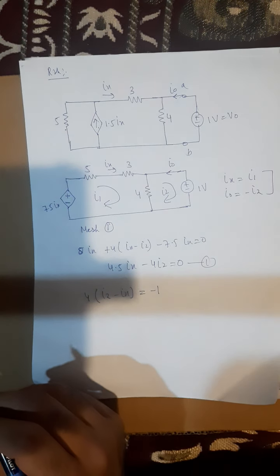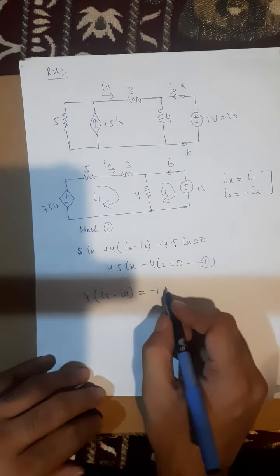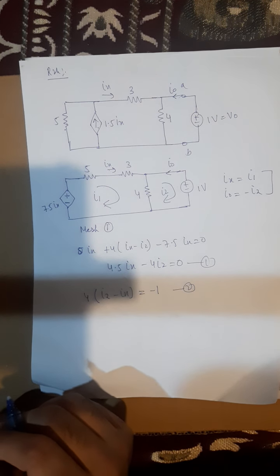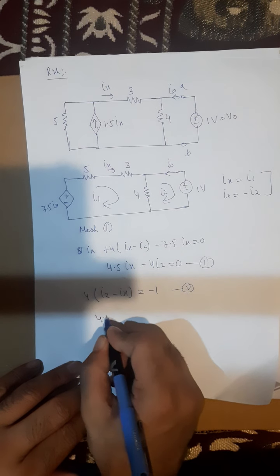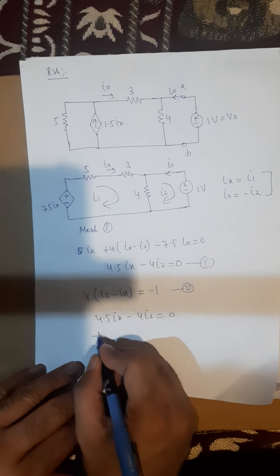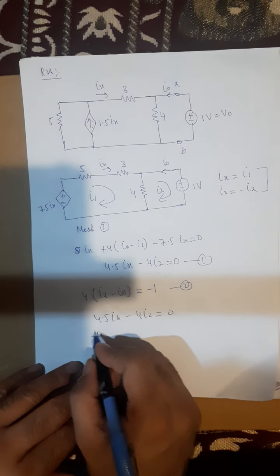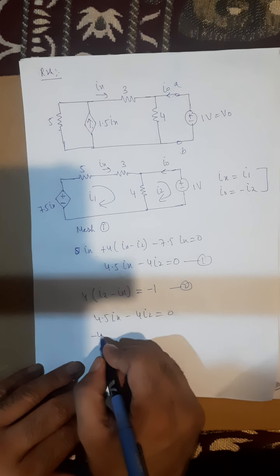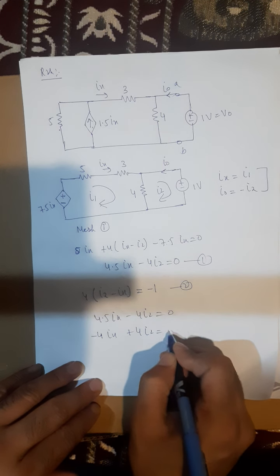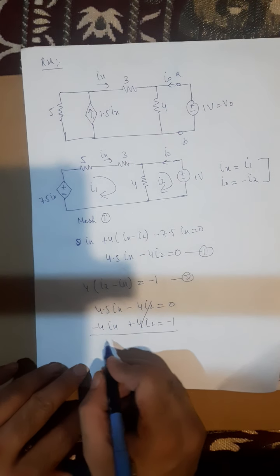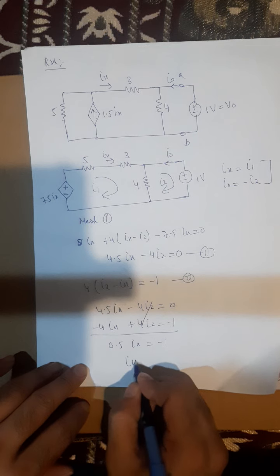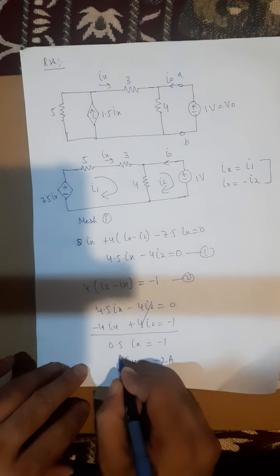So it will be 4 I2 minus I1 is equal to minus x. I will say this is equation number 2. If I solve these equations, what will I get? I will get 4.5 Ix minus 4 I2 is equal to 0, and minus 4 Ix plus 4 I2 will be equal to minus 1. So I am left with 0.5 Ix is equal to minus 1. So Ix is equal to minus 2 ampere.